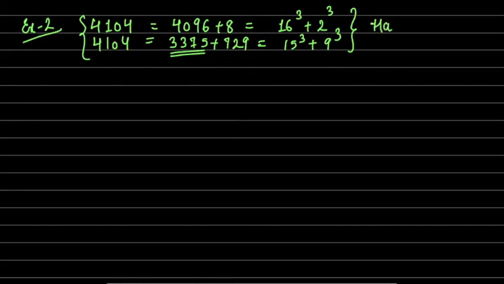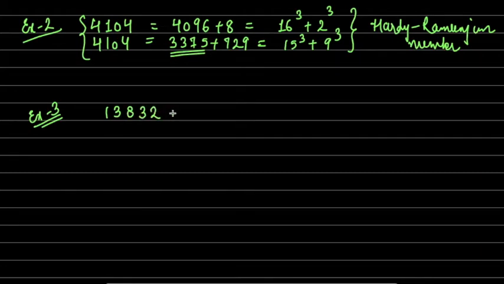Hence this number is also a Hardy Ramanujan number. Okay, so I'll be taking one more example. Example 3, there is one more given in your book, 13,832. So we will also write this number in two different ways.